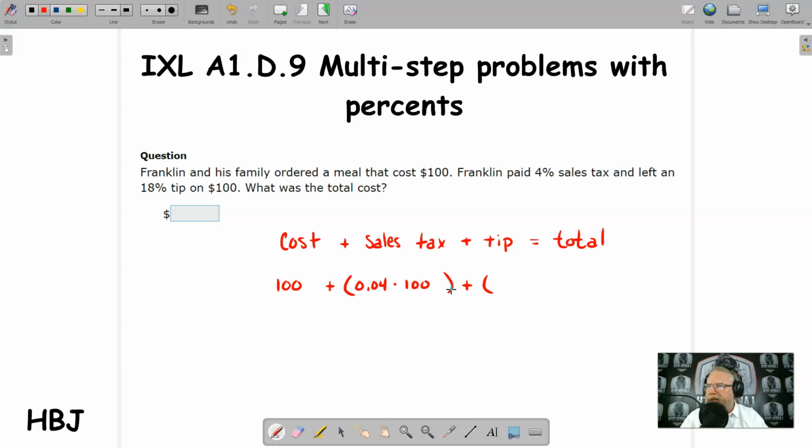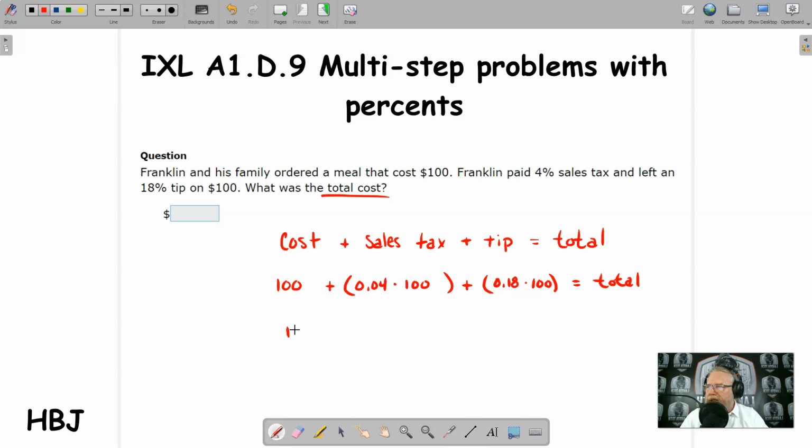So 18% as a decimal is going to be 0.18. And we're going to multiply that times 100 as well. 18% of 100. Remember, the word of means to multiply. And so we do all this, and then we would, once again, get the total, which is what they're asking. What was the total cost?